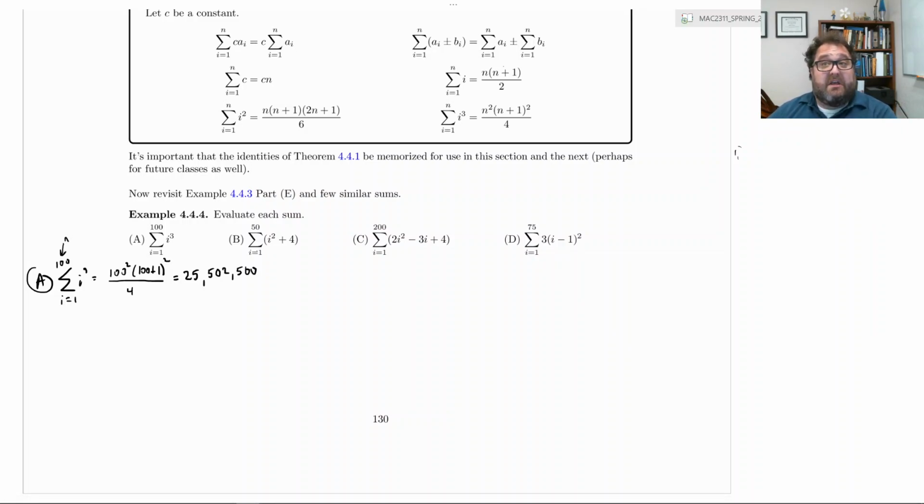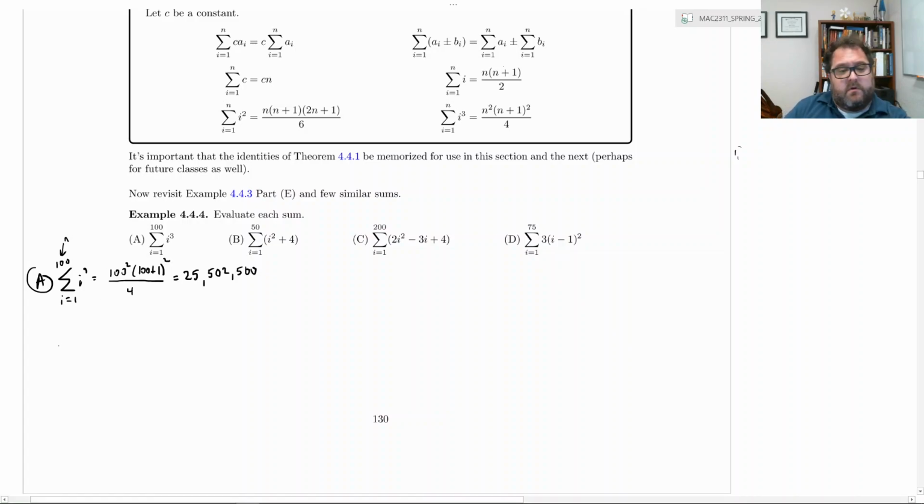If you think about the biggest number in that summation, 100 cubed is what? A million. Yeah, it's a million. So you're adding some really big numbers, so I guess it makes sense that you would get a really big number like 25 million. Obviously that's way faster than doing 1 cubed plus 2 cubed plus 3 cubed plus 4 cubed plus 5 cubed. That would take you all day. The identity lets you do it in a few seconds.